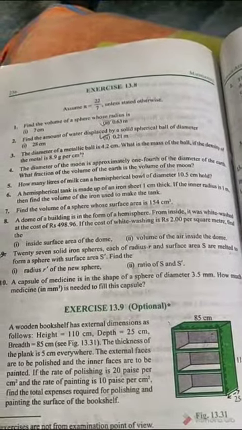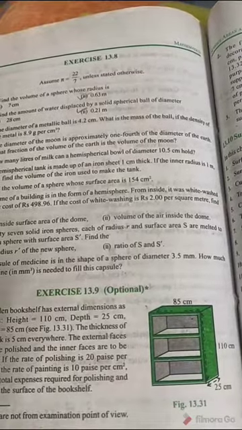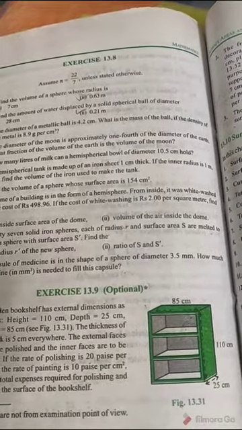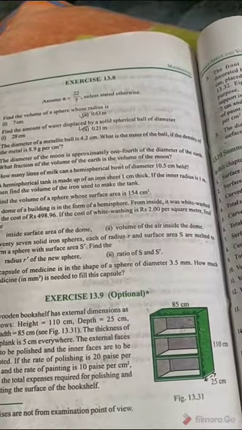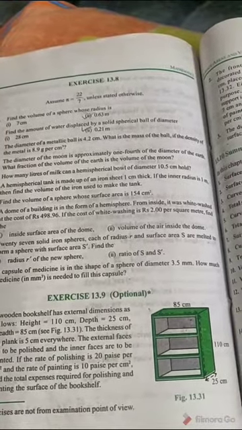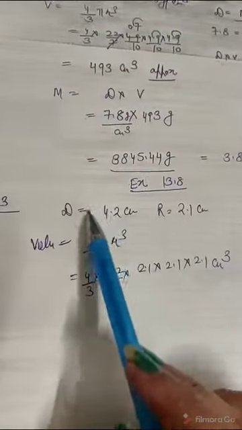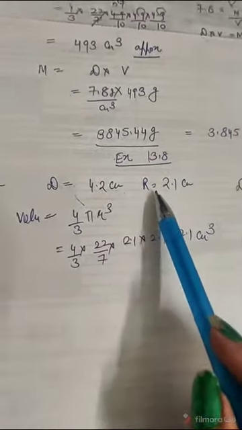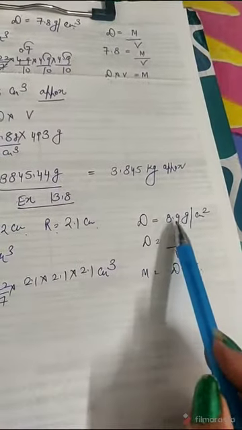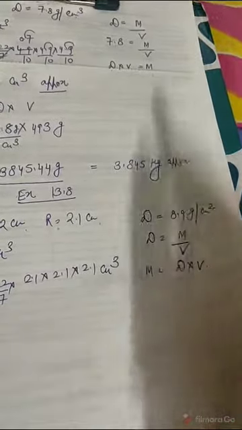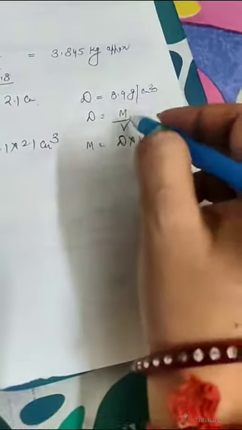Third question I would like to solve. The diameter of a metallic ball is equal to 4.2 centimeter. What is the mass of the ball? This is example number 18 which we have done. If the density of the metal is 8.9 gram per centimeter cube. Now here the diameter is given as 4.2 centimeter, that means the radius is 2.1 centimeter, and the density is 8.9 gram per centimeter cube. So that means density is equal to mass upon volume.